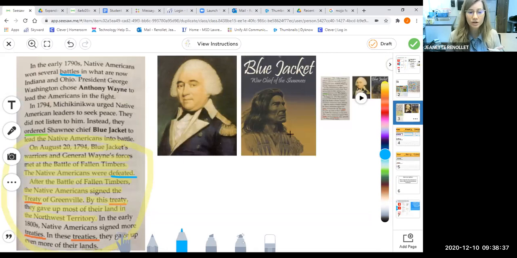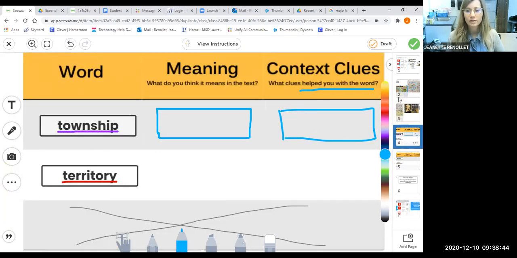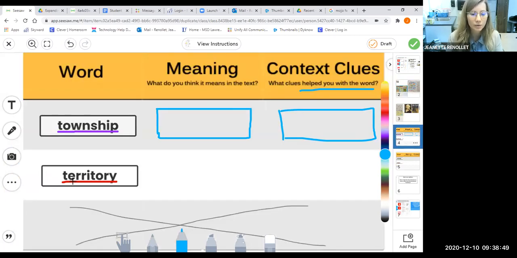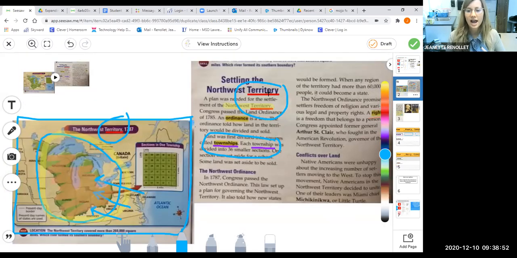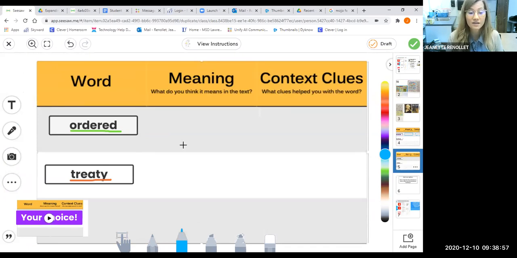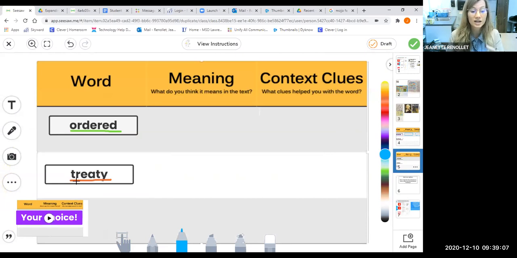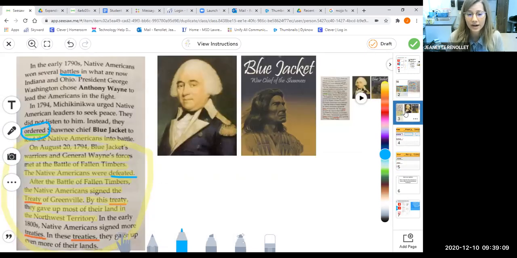I see these words on slide 3. So you can go back and look for the purple word. Go back to your text to find the purple word. When you are on the red word, go back to your text and look for the red word to help you. Same thing on slide 5. When you're on ordered, it's underlined in green. Go back to the text and look for green. Lastly is treaty. It's underlined in orange. Go back to your text and look for orange words to help you.